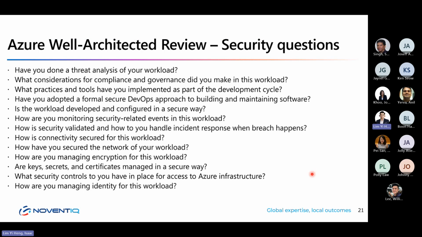These are the questions that we can raise related to security as well. Have we done any threat analysis on the workload? What considerations for compliance and governance have we made in the workload? What practices and tools did we implement as part of the development cycle? Is the workload deployed and configured in a secure way? At the end of the presentation, I'll share this slide with you so you can gather all these questions and try to ask your customer. And if there's any requirement, our specialist and architect will be available to join the call together with you to answer the customer's concerns.